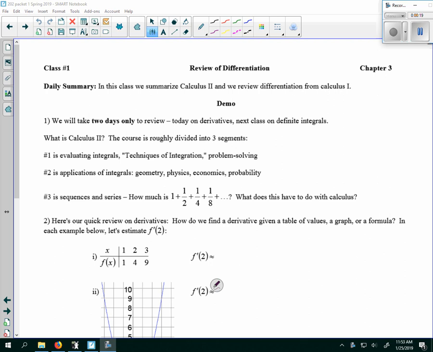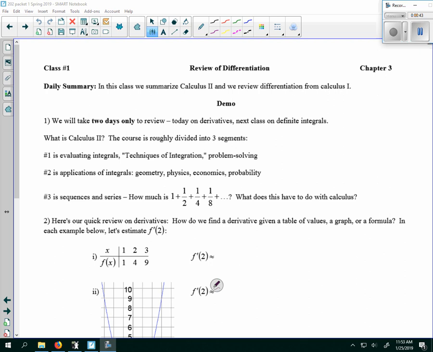The course is roughly divided into three segments. Part 1, evaluating integrals, which we've done a little tiny bit of in Calc 1. But we're going to learn several new techniques of integration and some problem solving stuff. Part 2 of the class is applications of integrals from geometry, physics, economics, and probability. And part 3 is sequences and series.